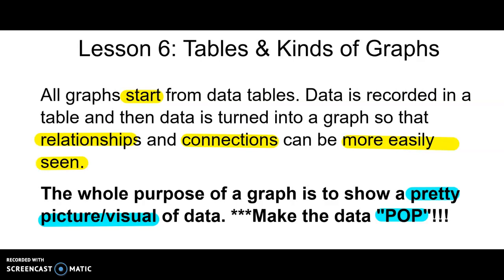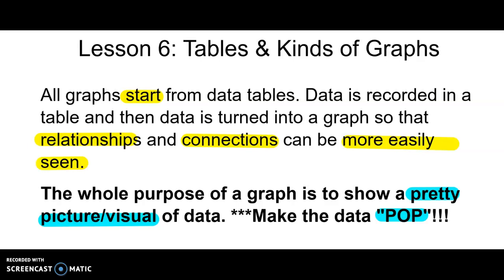By the end of this lesson, you should understand how a table is used to create a graph, and then the different kinds of graphs that you might see as you go through your math work, and then why do I choose to use one type of graph over another graph. So when I look at a data table, why might I choose to make a line graph instead of a line plot? Or why would I choose to make a bar graph instead of a circle graph? I'll explain each of those things as we go through this lesson. Please make sure you watch the entire lesson so that you fully understand this, so that you're ready for the next lesson that's coming later.